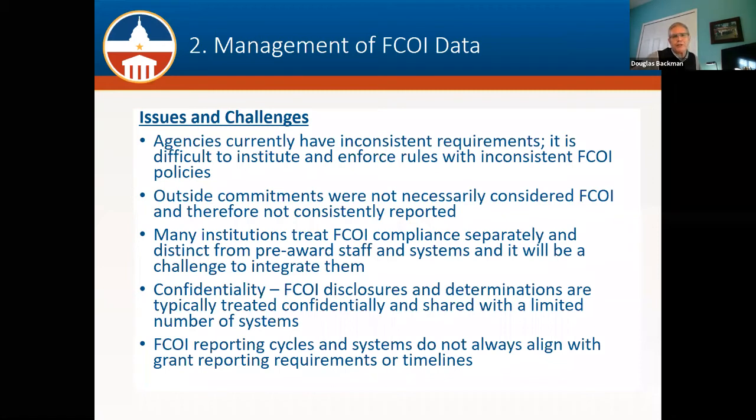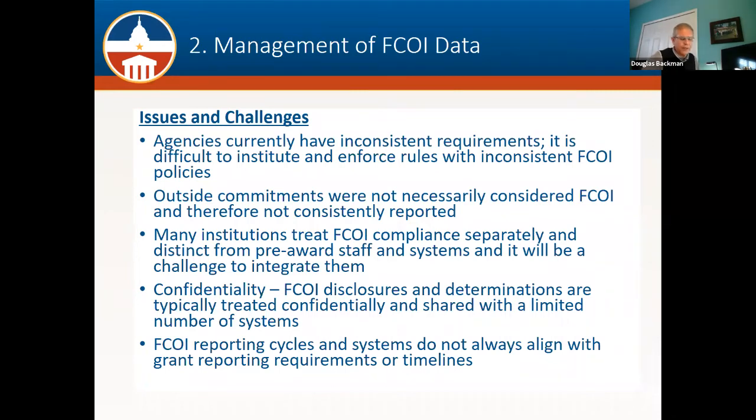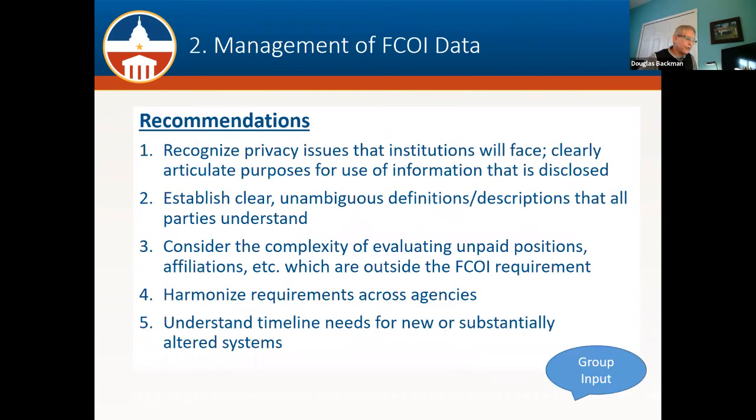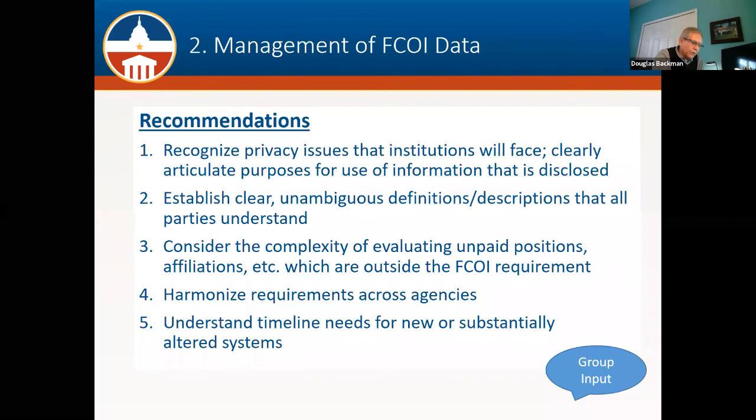So it's always going to be a challenge to make sure on the time cycles. Next slide, please. So from a recommendations point of view, we have to recognize privacy issues that institutions will face, clearly articulate the purpose for use of the information that's disclosed. Number two, we need to establish clear and unambiguous definitions, descriptions that all parties understand. I think this is critical.